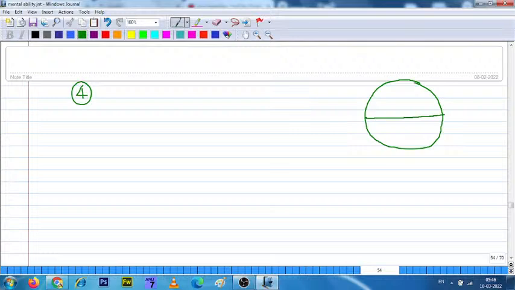So now the circle is divided into 4 equal parts. This portion is called a quadrant. Quadrant means the fourth part of the circle. So how to find the area of a quadrant? Quadrant అంటే 4వ భాగం. So area of the quadrant of a circle.